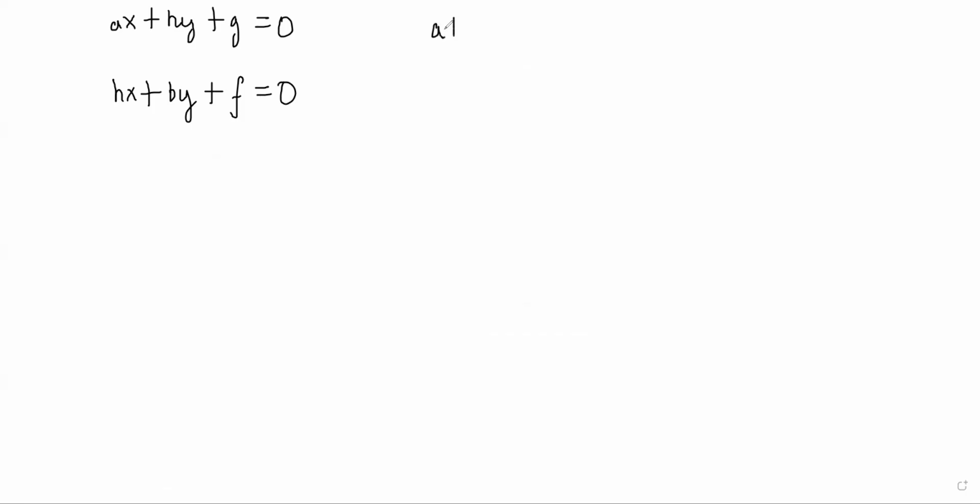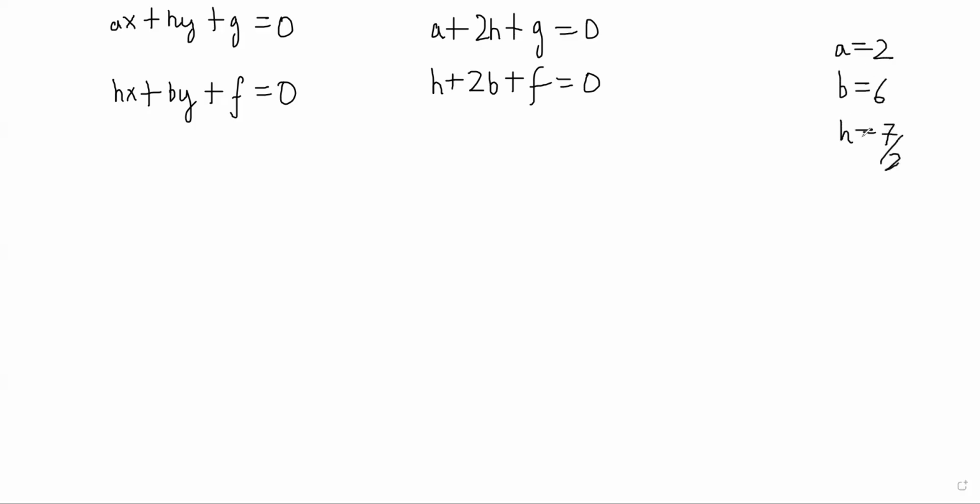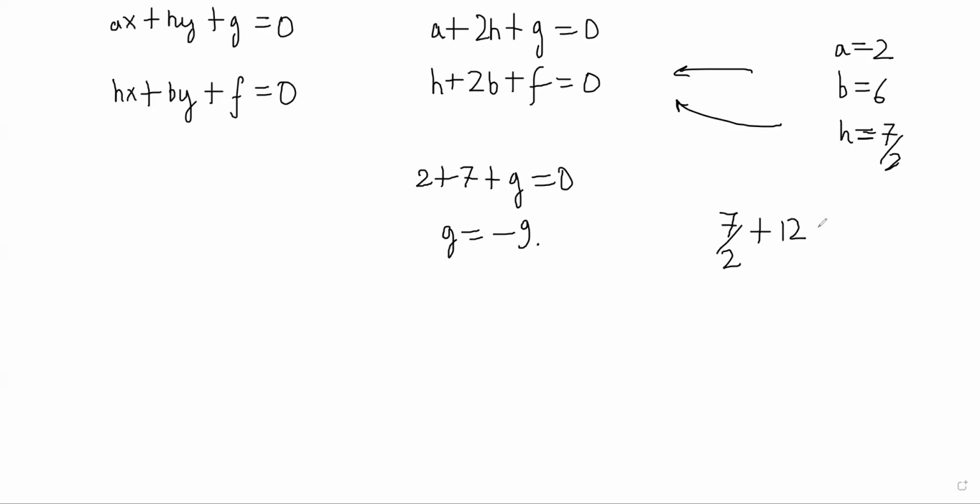So it will be a plus 2h plus g equals 0. And from here it will be h plus 2b plus f is equal to 0. But we already have found the value of a as 2, b as 6, and h as 7 by 2. So we can put that back here, and what we will get is 2 plus 7 plus g is 0. So g is minus 9. And we also get 7 by 2 plus 12 plus f is 0. So f is coming out to be basically minus 31 by 2.